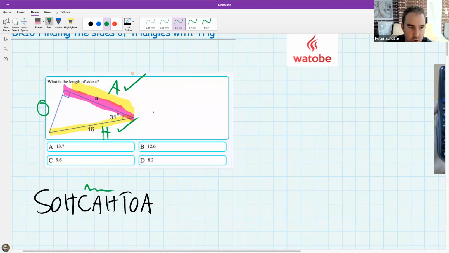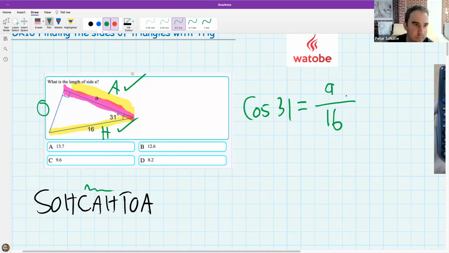If you wrote that out, you could use the cos of 31. So the cos of 31 equals something. Can you use a trigonometric statement to work out the answer, or should we write this out first? Cos is A over H, so I'll get A divided by 16. Basically this was the A and that was the H.